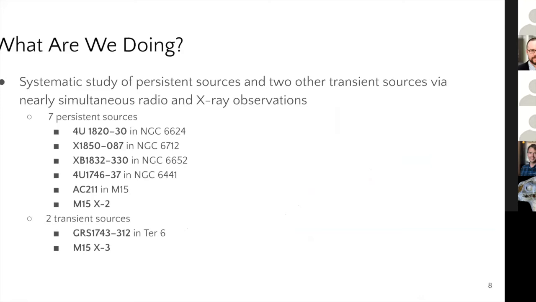So in my project, we are doing a systematic radio and X-ray study of the largest sample of persistently accreting neutron star X-ray binaries, along with 2 other transient sources that we had in our survey. And we use nearly simultaneous radio and X-ray observations for each of our systems, which is very important because neutron star systems tend to evolve very quickly.